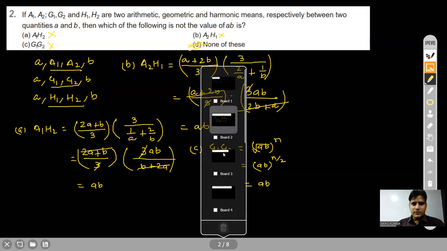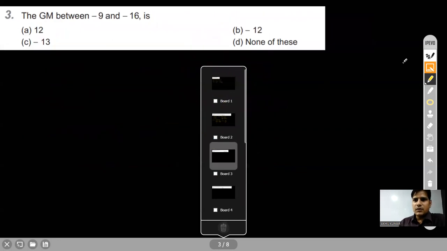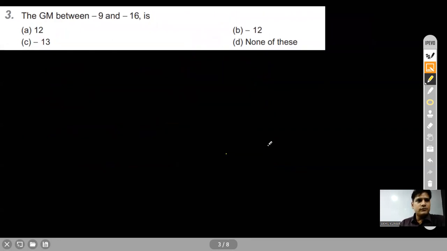Now let's move to the next one. Question number 3. Now, what will be the geometric mean between -9 and -16? So numbers are -16 and -9. And we have to find the value of geometric mean. We have to insert geometric mean between these two numbers. So what is geometric mean between two numbers A and B? It is under root AB, right?